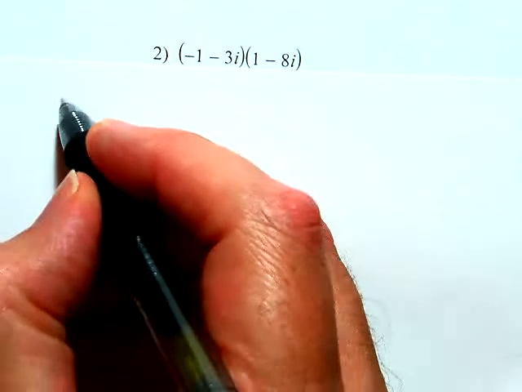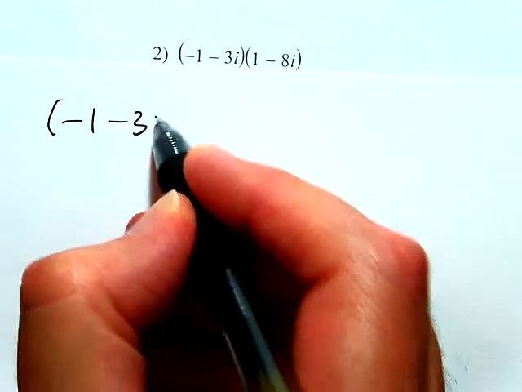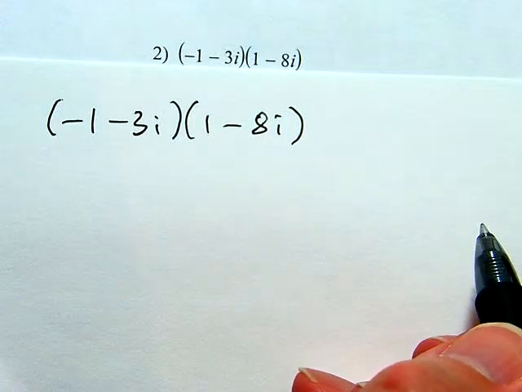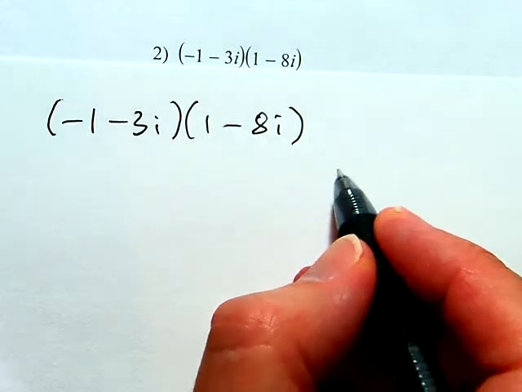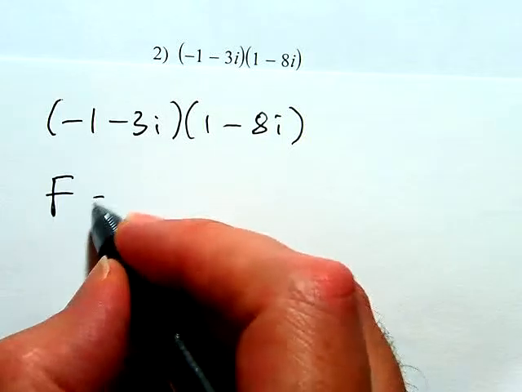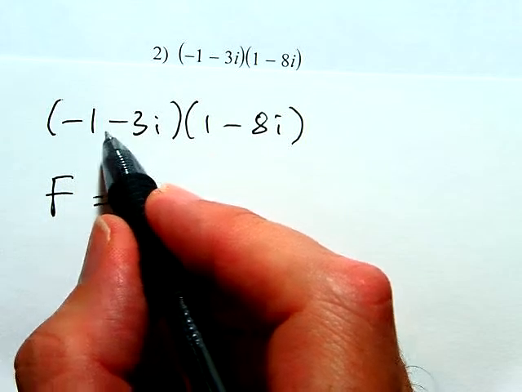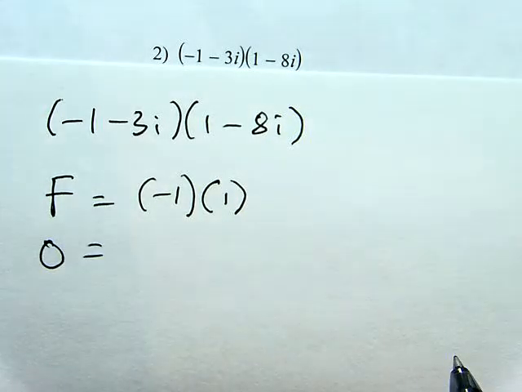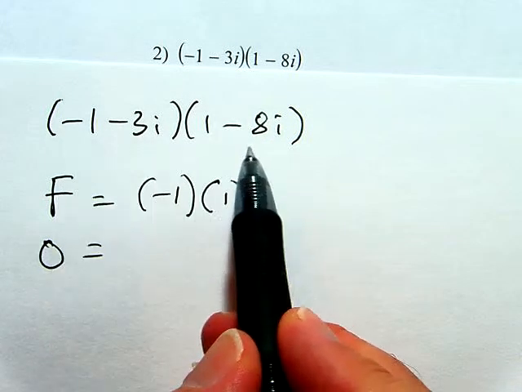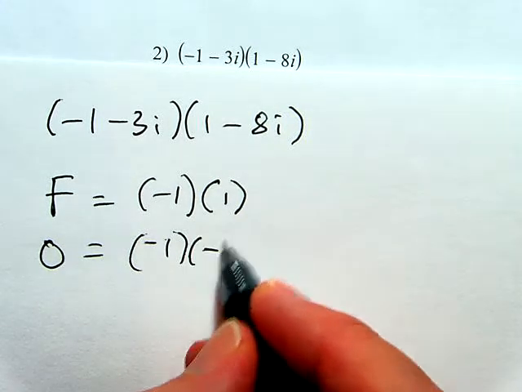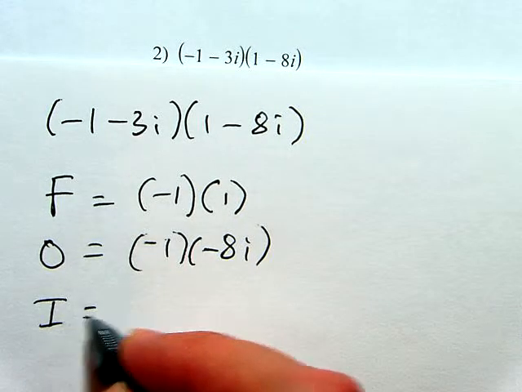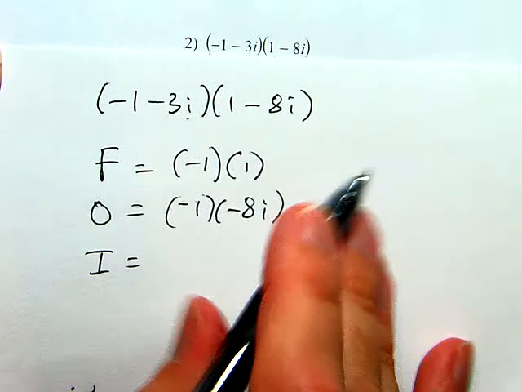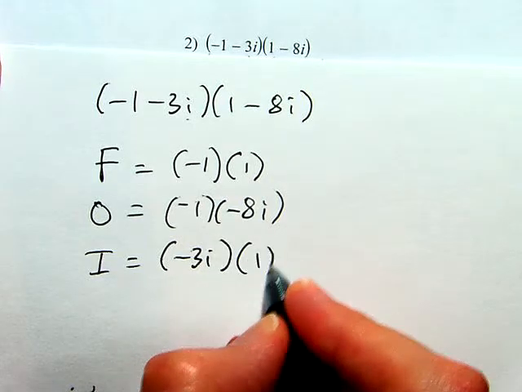So let's go ahead and do it using FOIL. There's many different ways to do it, but FOIL is good enough. FOIL means we're going to start with the first factors. Here is -1 times 1. O, we would multiply the outer factors. This is -1 times -8i. I would be the inner factors. Let me zoom out just a bit. That would be -3i times positive 1 over here.